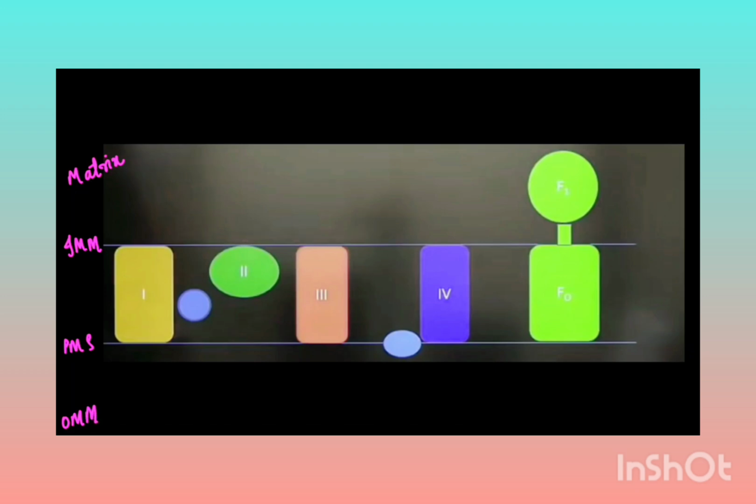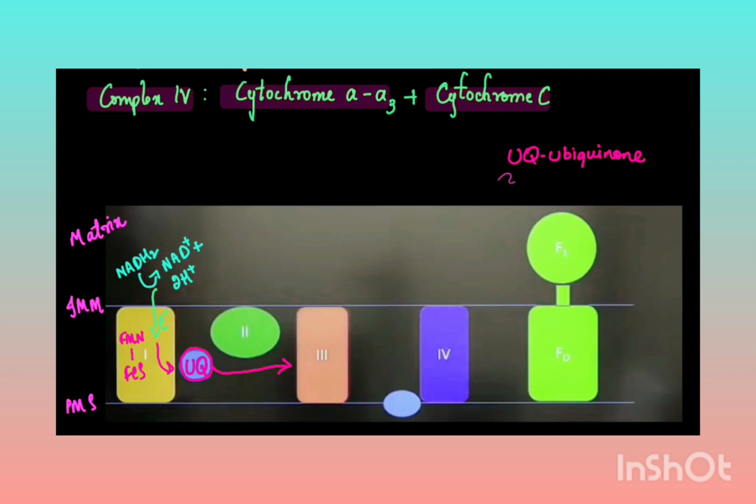Initially, NADH2, which was formed during the Krebs cycle or link reaction, is broken down into NAD plus and 2H plus. It also releases electrons which are passed to complex 1. The electron is passed to ubiquinone, which is an intermembrane protein, by complex 1. When ubiquinone gains electrons, it gets converted into ubiquinol.